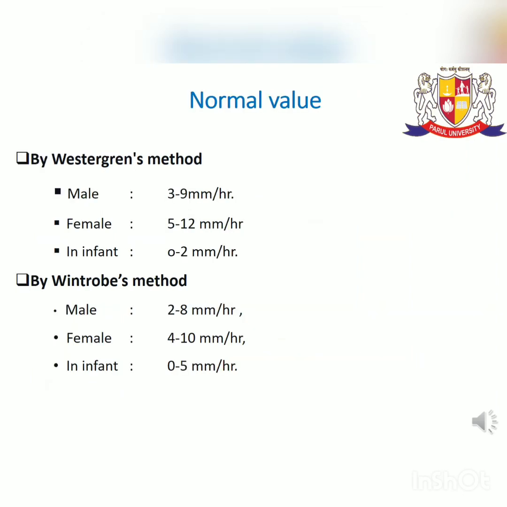Normal values: by the Westergren method, in males 3 to 9 millimeters per hour, or at the end of 1 hour. In females, 5 to 12 millimeters at the end of 1 hour. In infants, 0 to 2 millimeters. In the Winthrop method, in males 2 to 4 mm at the end of 1 hour. In infants it is 0 to 5 mm at the end of 1 hour.